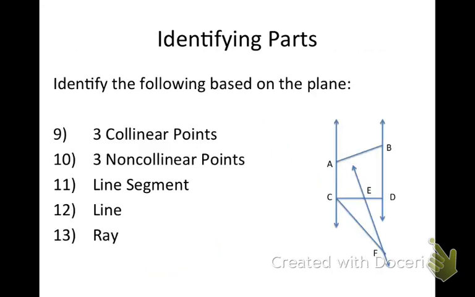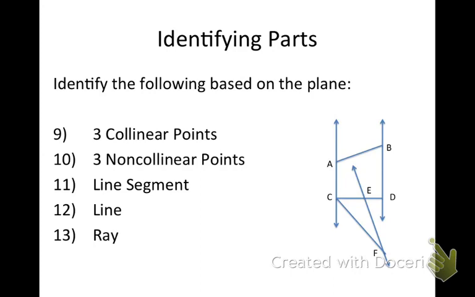Identify the following based on the plane. So number nine, I want you to list three collinear points. There's only one answer to number 9. 10, three non-collinear points. There's multiple answers for number 10. 11, line segment, multiple answers for 11. 12, line, multiple answers for line. And 13, ray. Try to find a ray up there. Multiple answers for ray as well. So take a couple seconds to try these five.